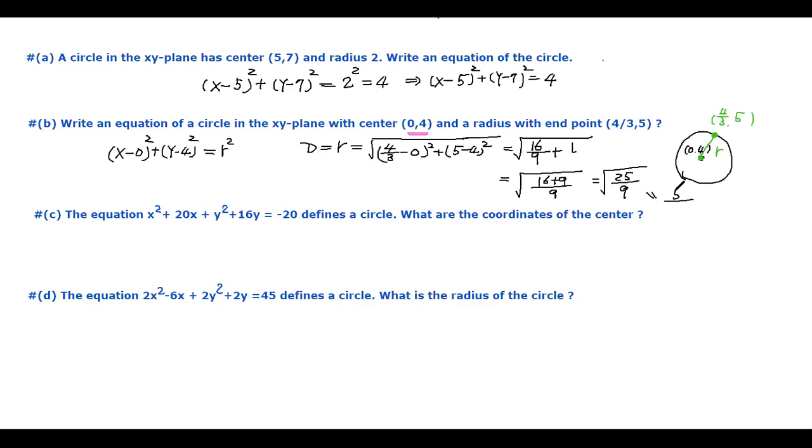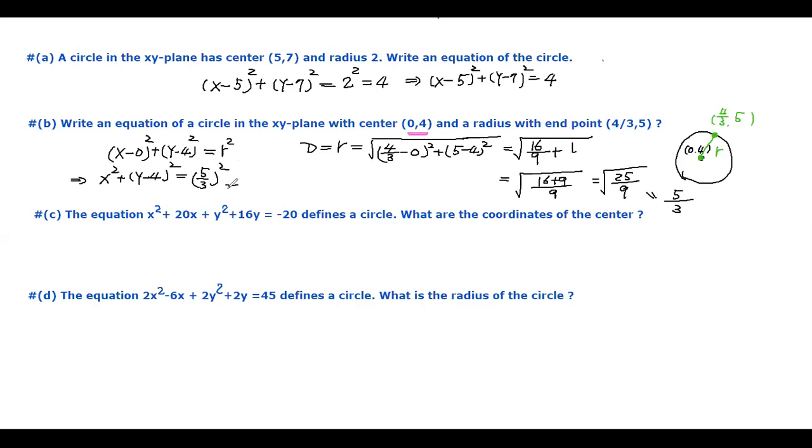So it's the square root, 5 over 3. That's right. So it's 5 over 3, and now I can rewrite my equation. x minus 0 will just be x, right? So this will be x squared plus (y - 4) squared is equal to r squared. r is (5/3) squared.